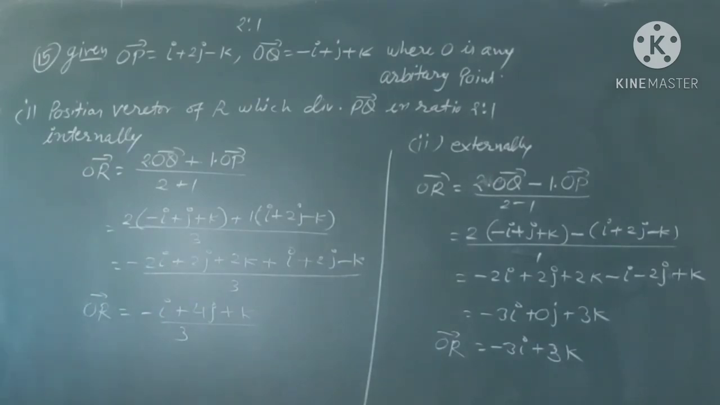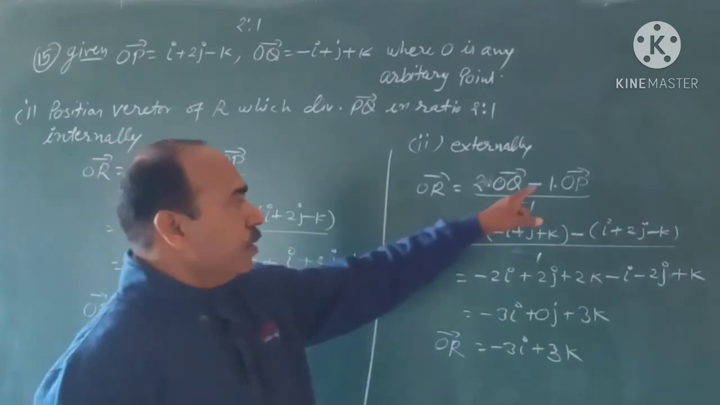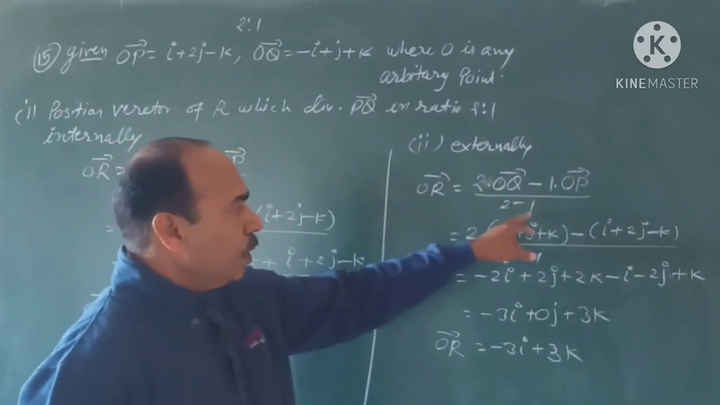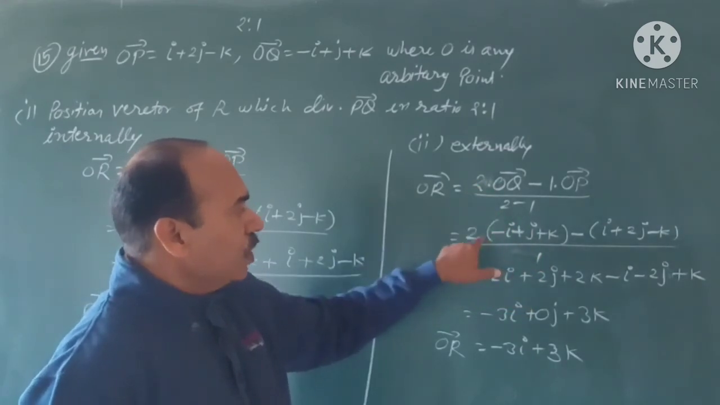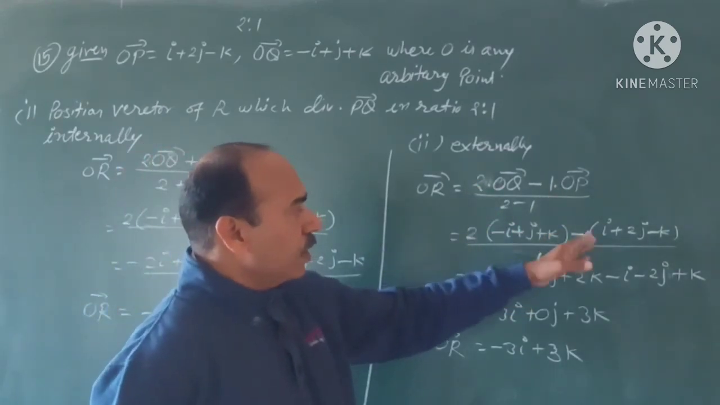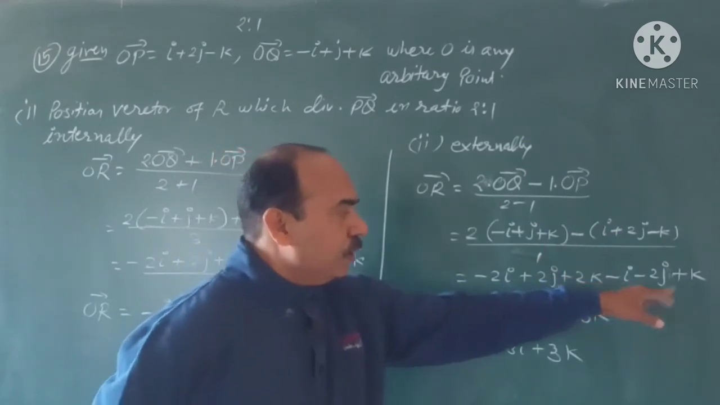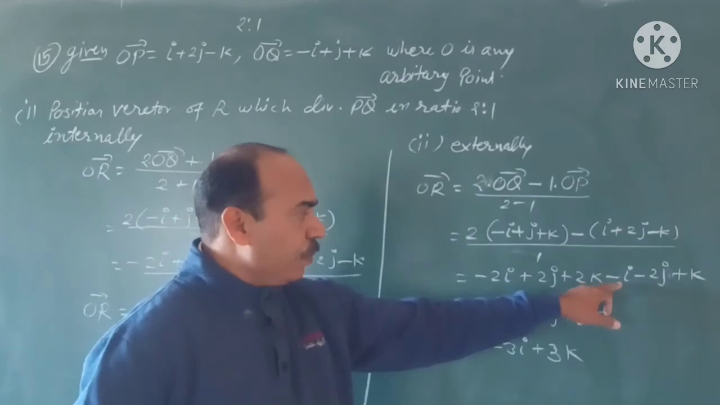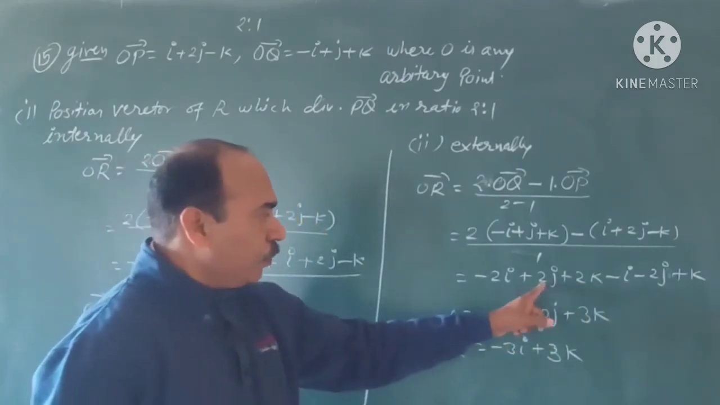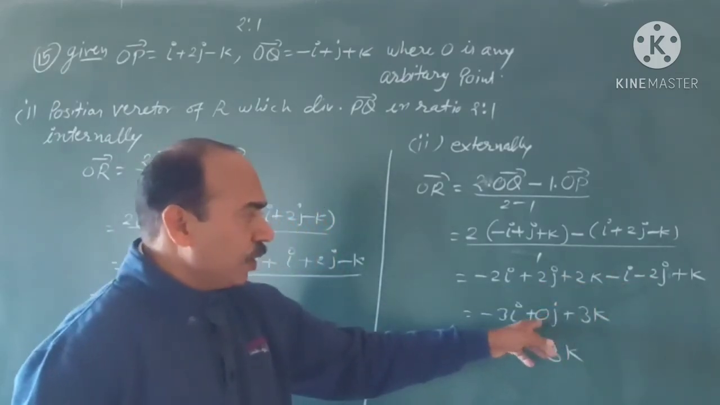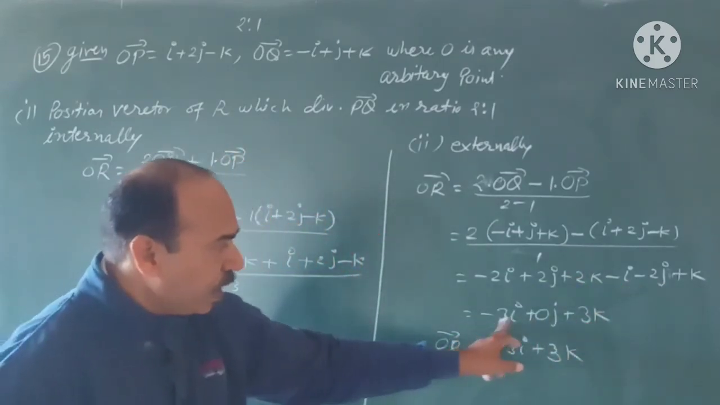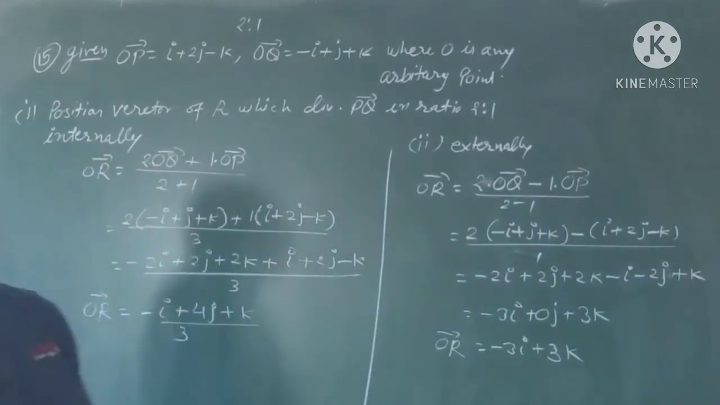This is vector OR. In the second case, externally. In external division there is a minus sign. So 2 into OQ minus 1 into OP upon 2 minus 1. 2 minus 1 is only 1. Now 2 into OQ once again multiplied by 2, and this is the minus sign, so when you open this bracket, the sign will be changed. So here minus 2i and minus i that is minus 3i, plus 2j and minus 2j cancel out, 0j, 2k plus 1k that is 3k. It means only minus 3i and 3k remain. This is vector OR.